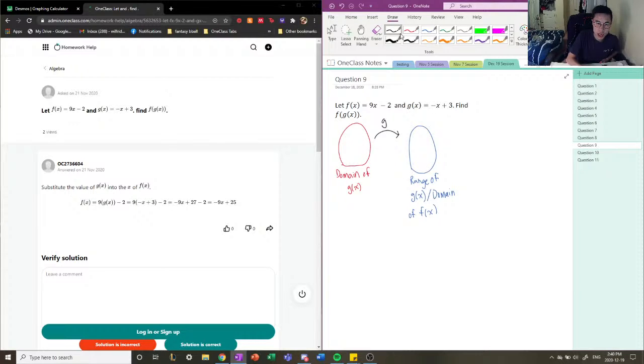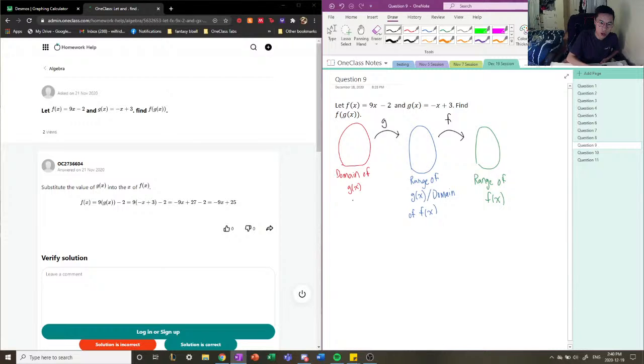What happens is that the function f connects the range of g of x to a new set of values, and this becomes the range of f. So that's how a compositional function works. This middle ground is the domain of f of x and also the range of g of x.